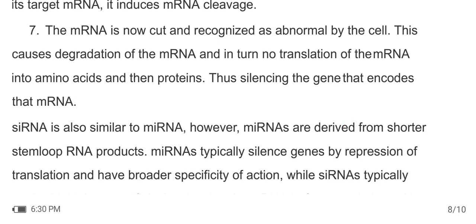The mRNA is now cut and recognized as abnormal by the cell. This causes degradation of the mRNA and in turn no translation of the mRNA into amino acids and then proteins, thus silencing the gene that encodes that mRNA.